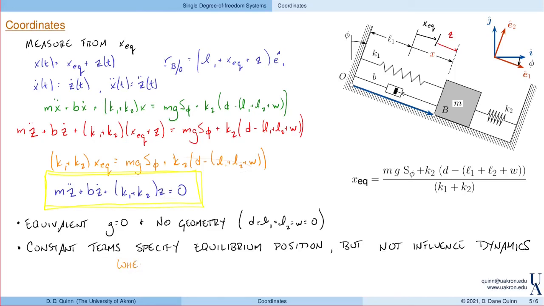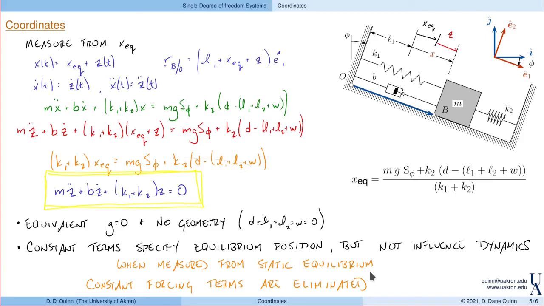One important consequence of this is when measured from static equilibrium, so we have to go and calculate the static equilibrium position and then choose coordinates relative to that. But when we do that, these constant forcing terms are eliminated. So they don't affect the dynamic equations of motion.